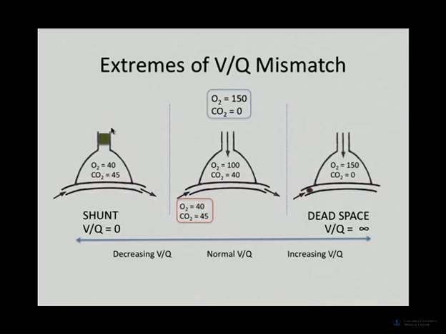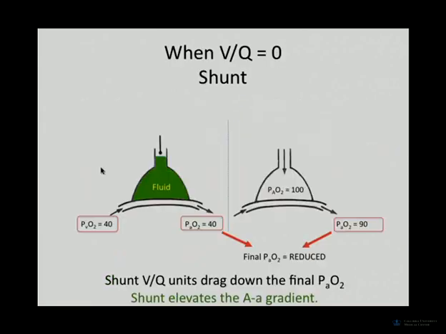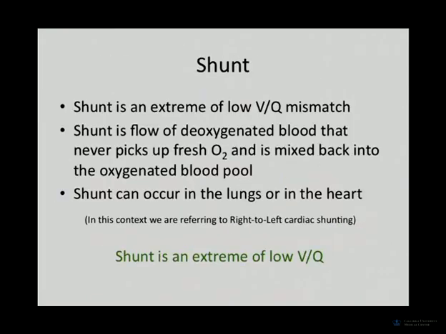We have absolutely no ventilation coming to this alveolus. So does that happen? Yes, absolutely. So let's fill this alveolus up with fluid, in pulmonary edema. No gas exchange is happening in this alveolus. Ventilation is 0. And the final concentration of oxygen at the end of this capillary is going to be the same as venous blood. So shunt drags down the final mixed, measured arterial concentration of oxygen and has to therefore elevate the AA gradient. Shunt is this extreme form of VQ mismatch.